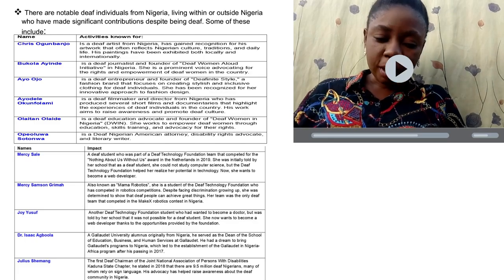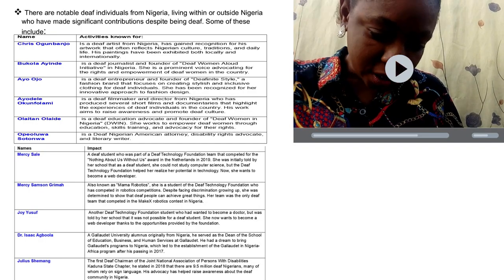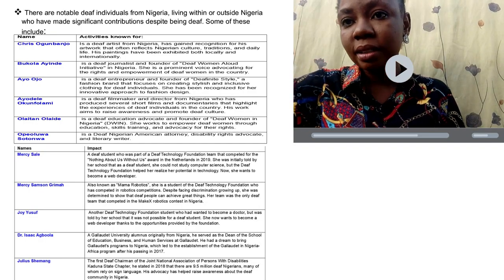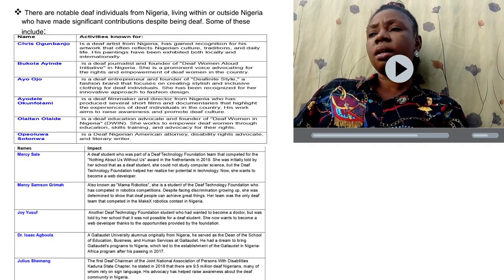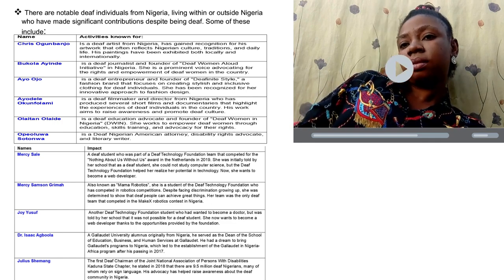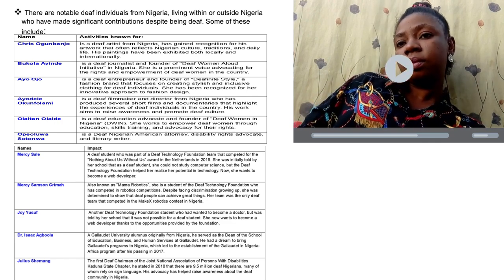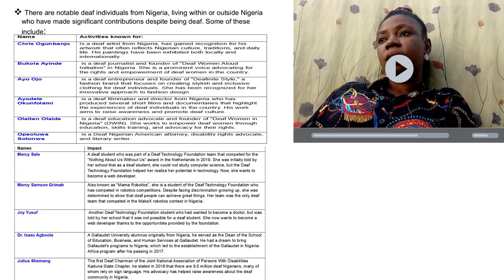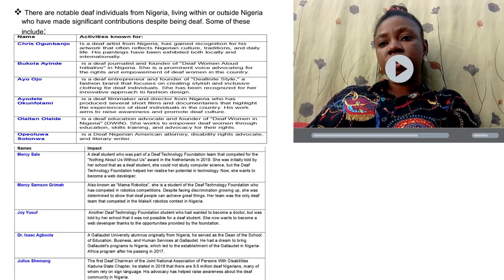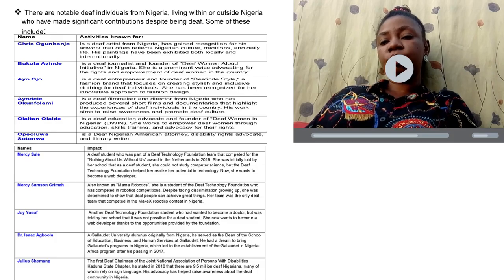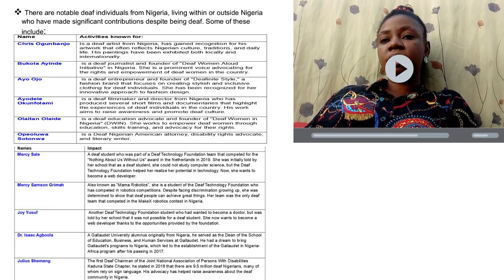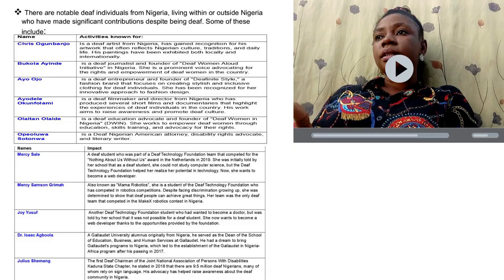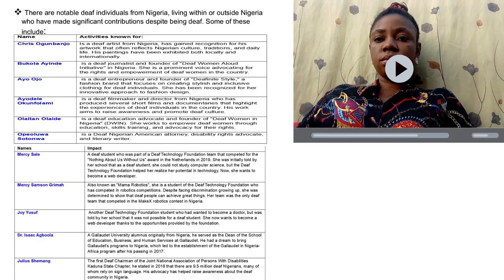We have other persons like Ayodele, Olaito Olaide, and so many others that have advanced deaf literacy and have helped to bridge the gap, that have helped to reduce the barriers faced by deaf persons, and that did not allow their deafness to affect them.